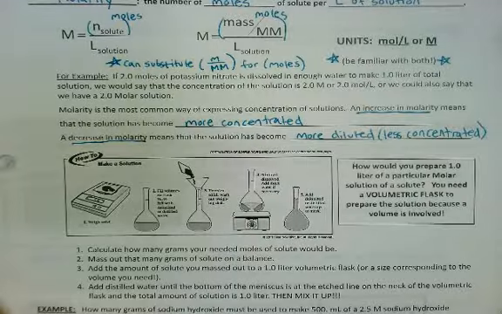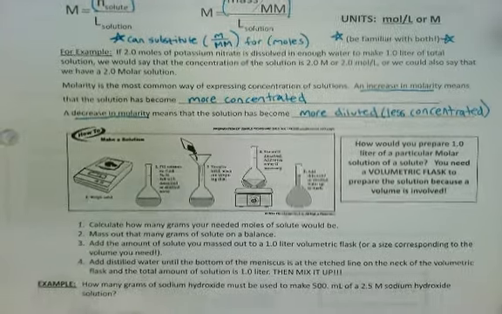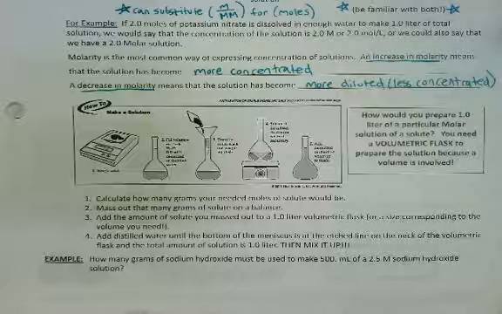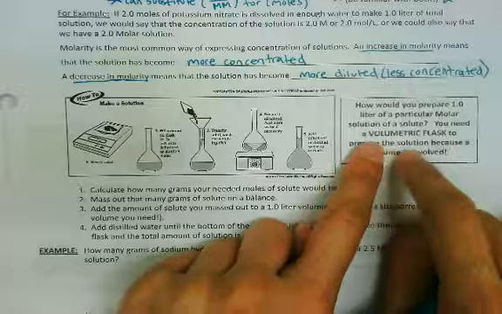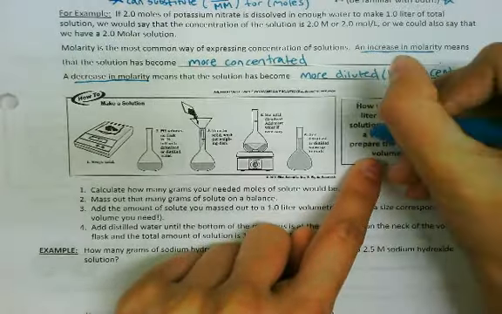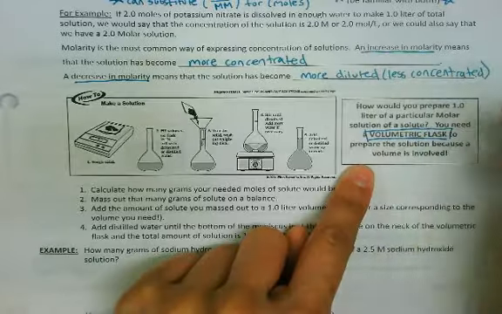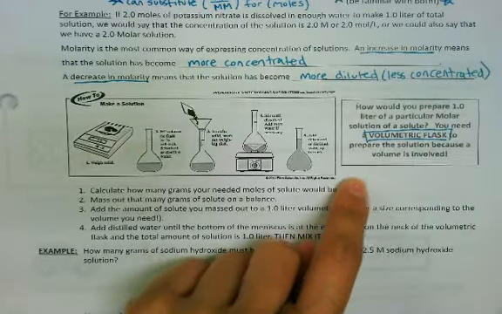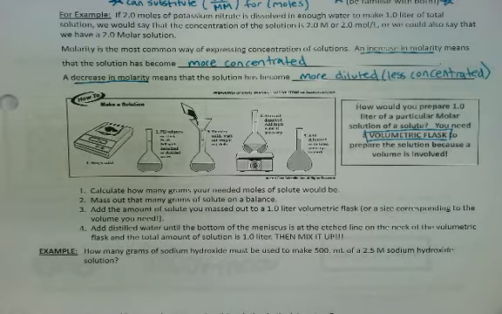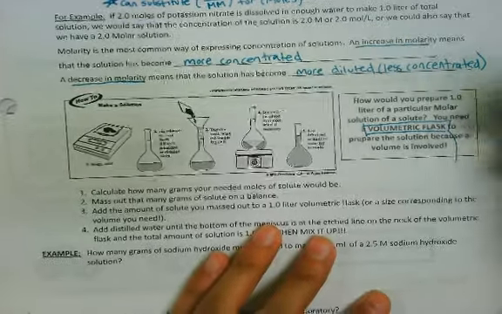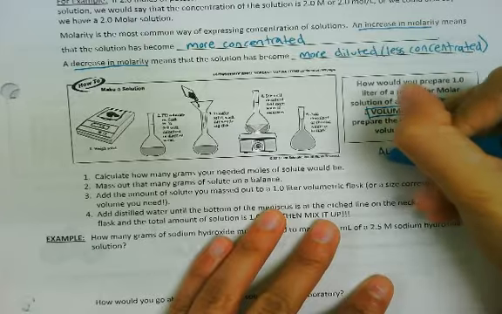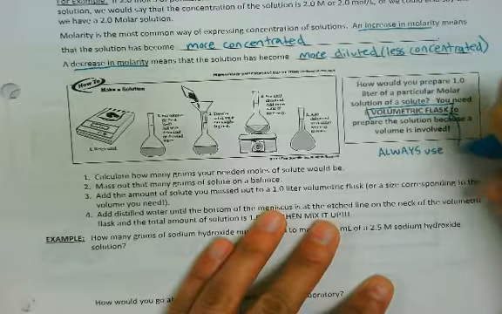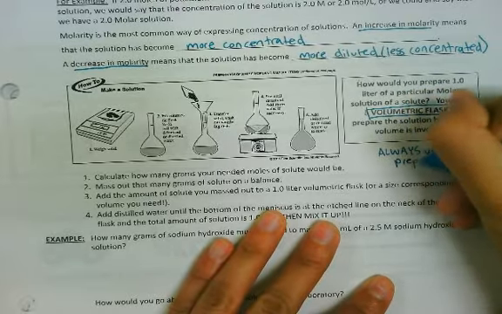The next thing we're going to talk about is how you can actually prepare a solution of a specific molarity. So to prepare a specific molarity solution, you have a couple of steps you need to follow and specific equipment to use. The one thing I want you to notice over here is that you need a volumetric flask to prepare your solution accurately, to prepare it precisely and accurately, okay? You always want to use a volumetric flask when you are preparing solutions.